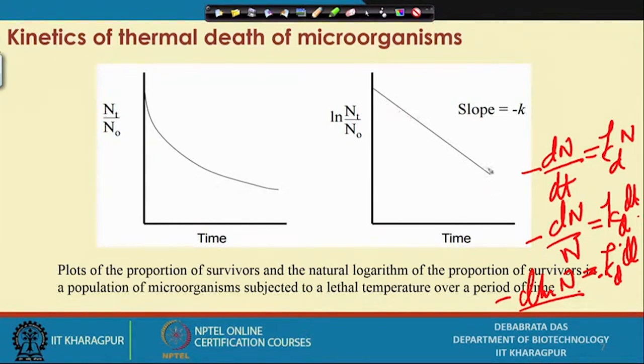So, it will be a straight line. Basically, this is y equals mx. So, this will be a straight line, and the slope will give you the value of kd. Now, if you have the normal plot of Nt by N0, then you will be having this kind of plot.